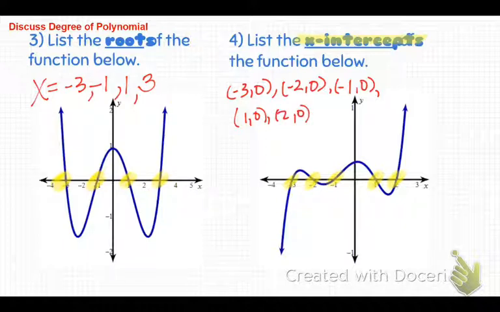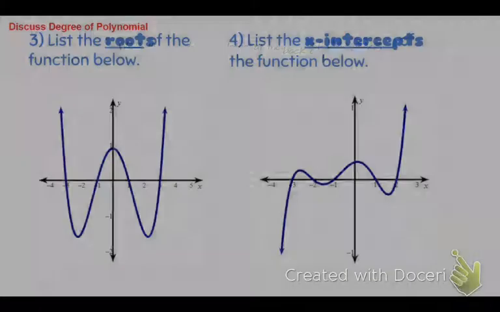Now, if I asked you for roots on this one, I would just write x equals -3, -2, -1, 1, and 2. So literally, I take the x value, and that is my root. That is my zero. That is my solution. That's another word that we call it, okay? So we're going to go back to our table.